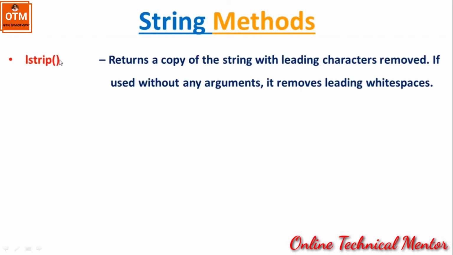Now if the function contains some parameters, it will delete all possible combinations of the given parameter from the left hand side. That's why it says it returns a copy of the string with leading characters removed.